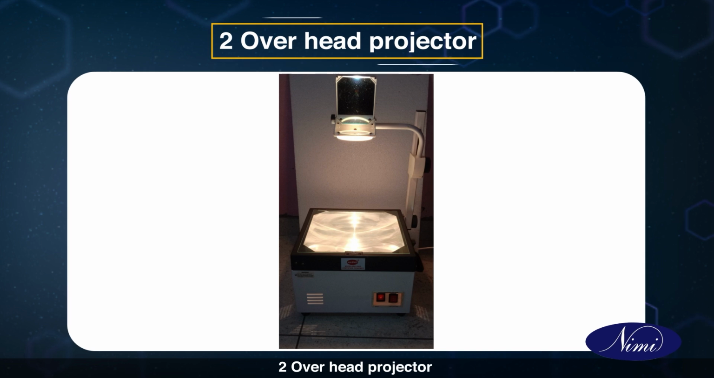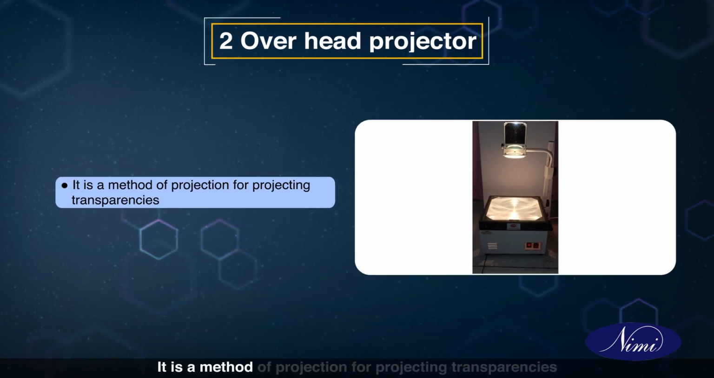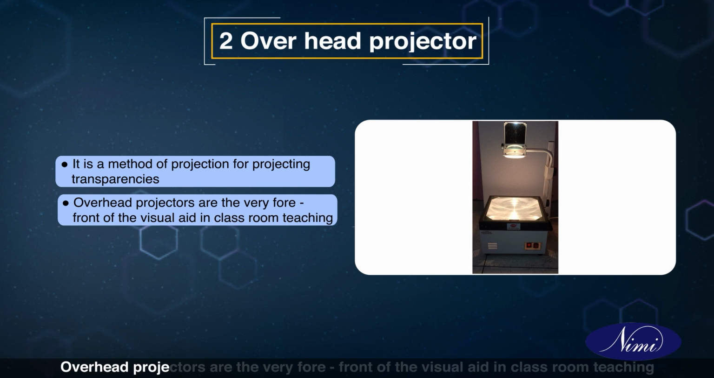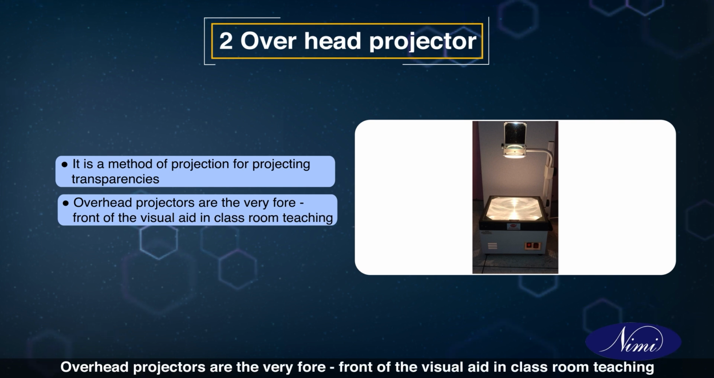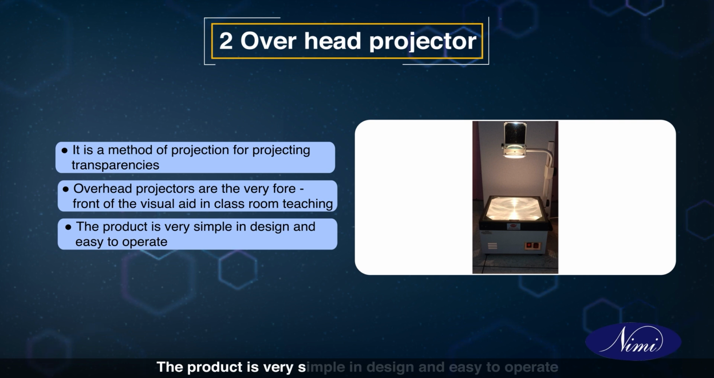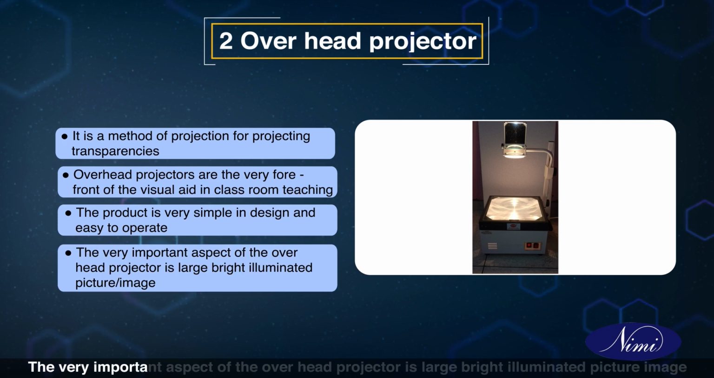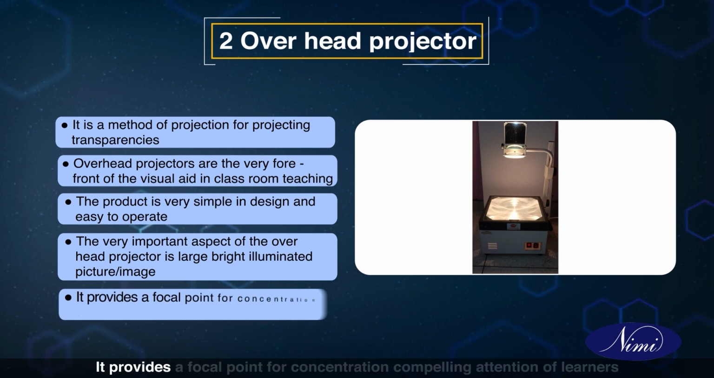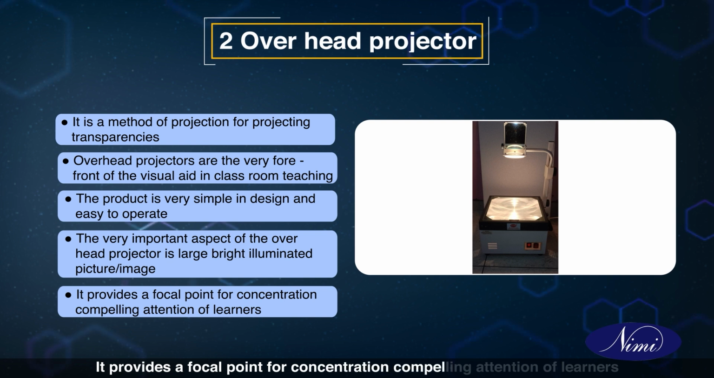Two, overhead projector. It is a method of projection for projecting transparencies. Overhead projectors are at the very forefront of visual aids in classroom teaching. The product is very simple in design and easy to operate. The very important aspect of the overhead projector is the large, bright, illuminated picture image. It provides a focal point for concentration, compelling the attention of learners.